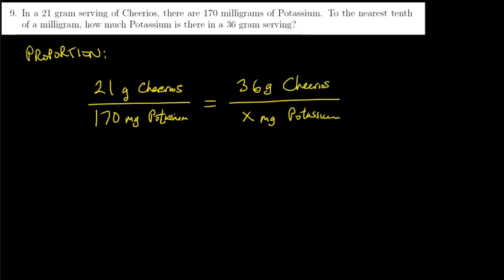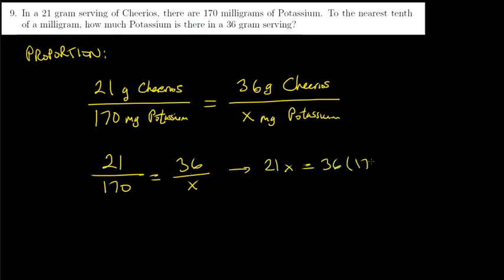Okay, so yeah, write out the equation. Very important to write out the equation. But, you know, we can cancel the units on both sides, essentially. So the equation is just 21 over 170 is equal to 36 over x. Right. So since it's a proportion, we can cross multiply. Right? We get 21 times x equals 36 times 170. And this is where we need a calculator.